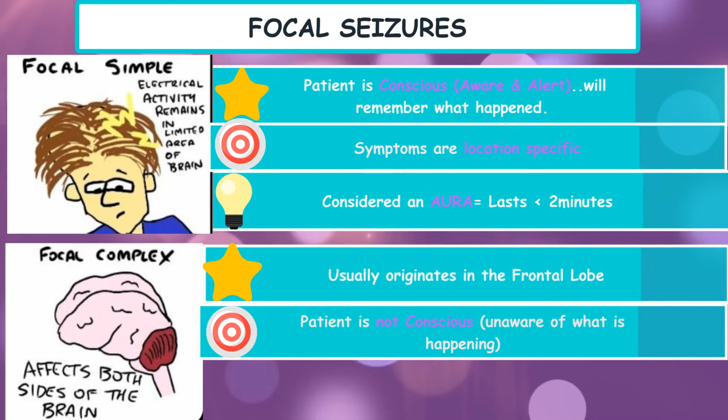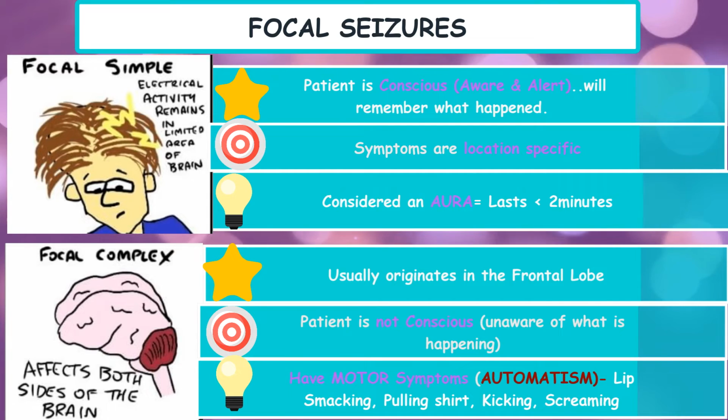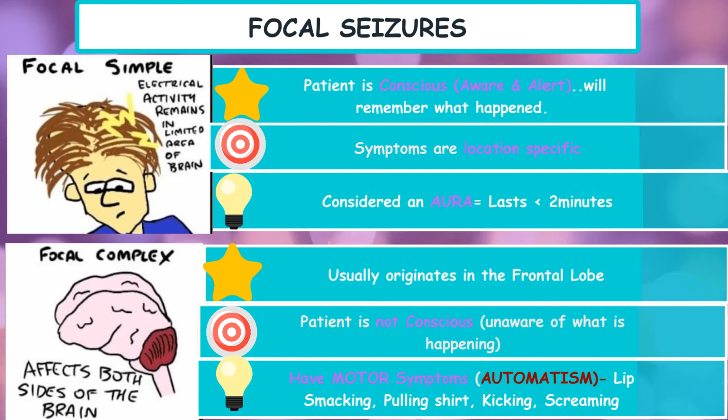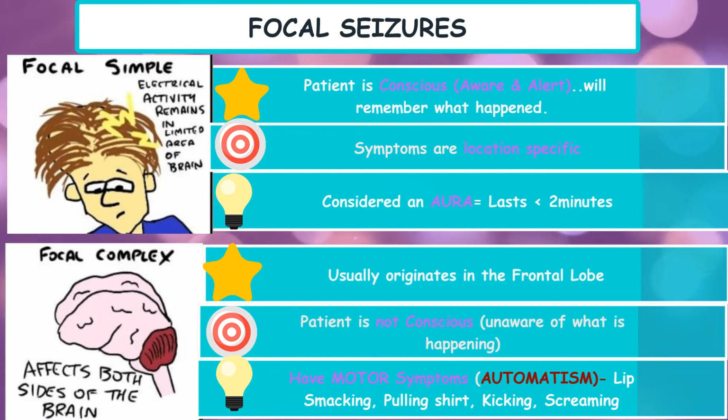These motor symptoms are called automatisms. So what are automatisms? They are non-purposeful and repetitive behaviors that are usually inappropriate for the situation. And the big thing is that the patient does not remember doing these behaviors during the seizure. Some of the behaviors may include lip smacking or chewing movements, repeatedly picking up objects, and pulling at clothes.